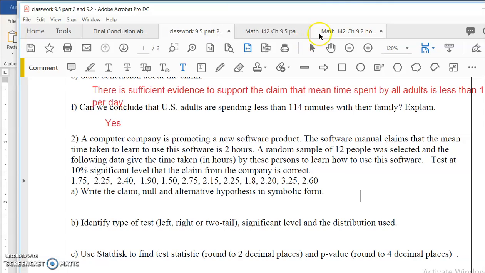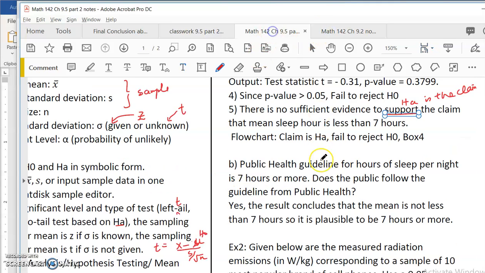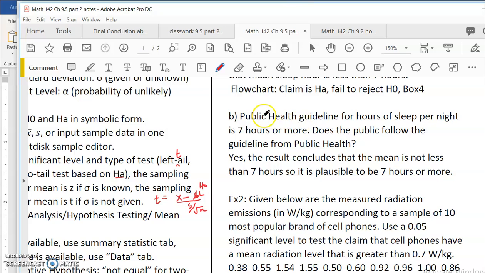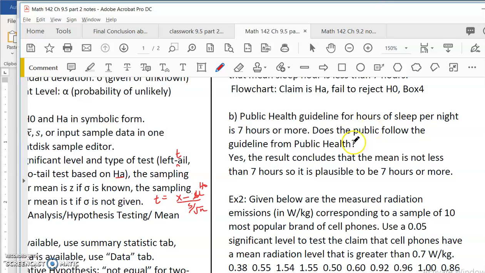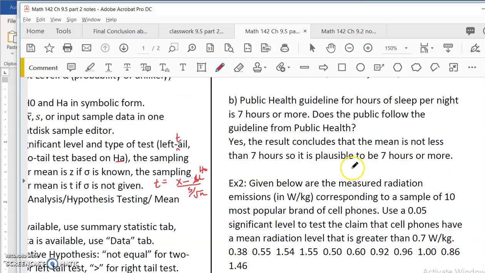So here, no, this one. Okay, so other inference. They say the public health guideline for hours of sleep per night is 7 hours or more. Now, does it follow the guideline? So we say we cannot support this. It's not less than 7 hours, so it could actually be 7 or more, right? The result concluded the mean stays at not less than, but possibly 7 hours or more. So does the public follow the guideline?